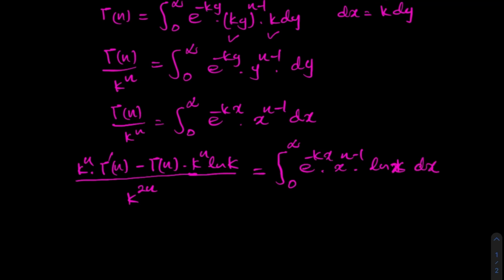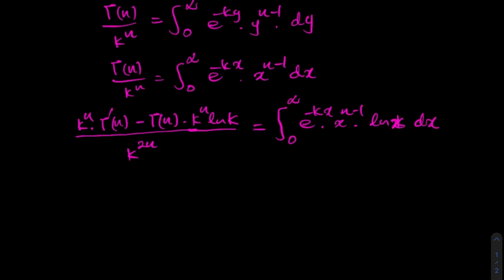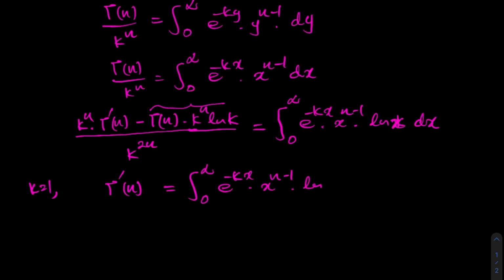dx. Okay, then I am going to plug in 1 for k. When k is equal to 1 we have gamma dash of n, and here the log term is equal to 0, and here the integral from 0 to infinity of e to the minus kx times x to the n minus 1 times natural log of x dx.